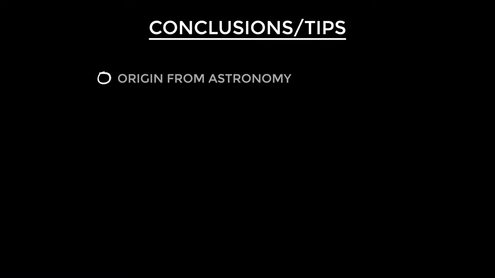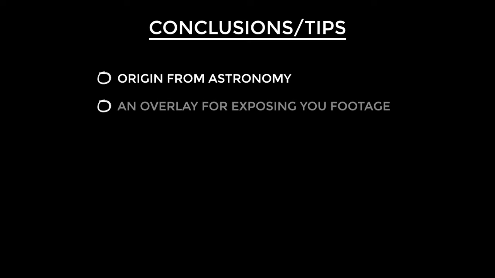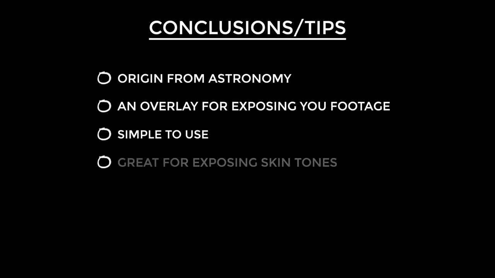Anyway, now it's time to take everything in this video, grind it up, and make a nice espresso of tips to take away. False colour originated from astronomy and eventually filtered down into filmmaking. False colour is an overlay of colours across your frame to communicate luma levels. There are many benefits to using false colour. Firstly, it's simple and easy to use, arguably easier than zebras and waveforms. You can expose things like skin tones really fast, so it can be a real time saver.